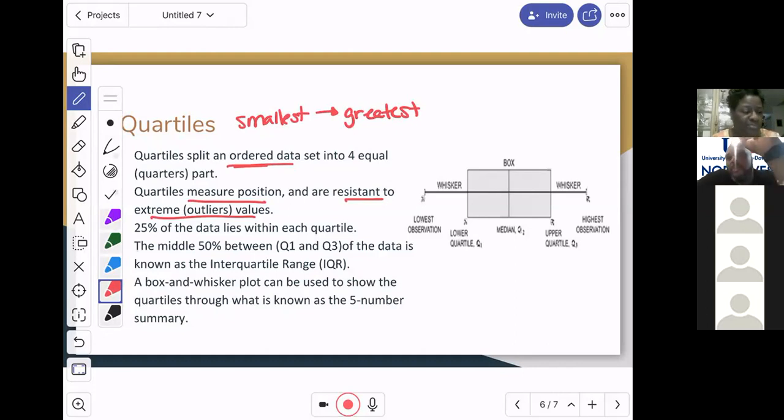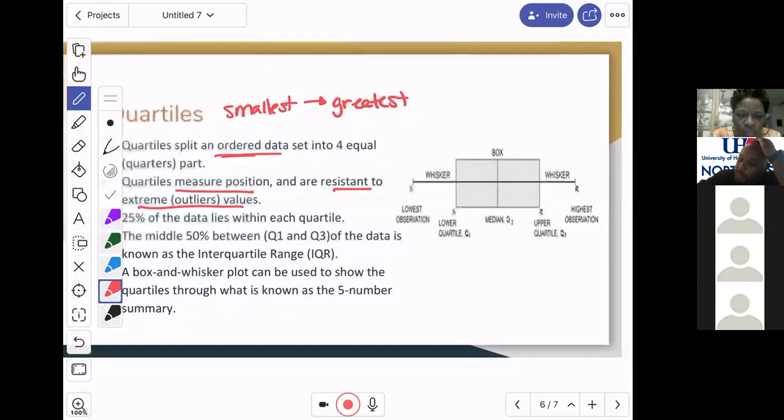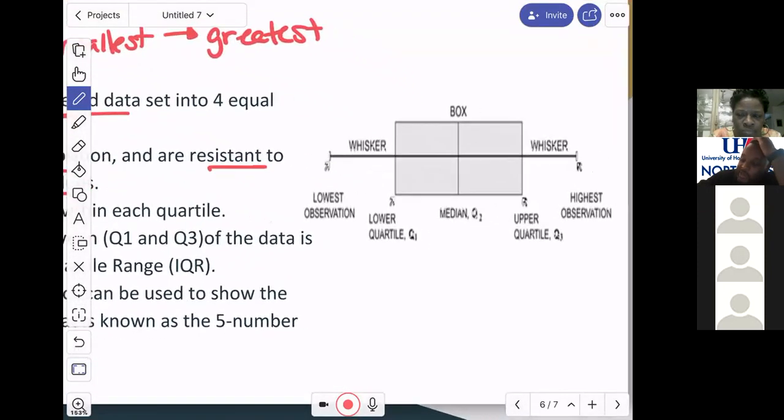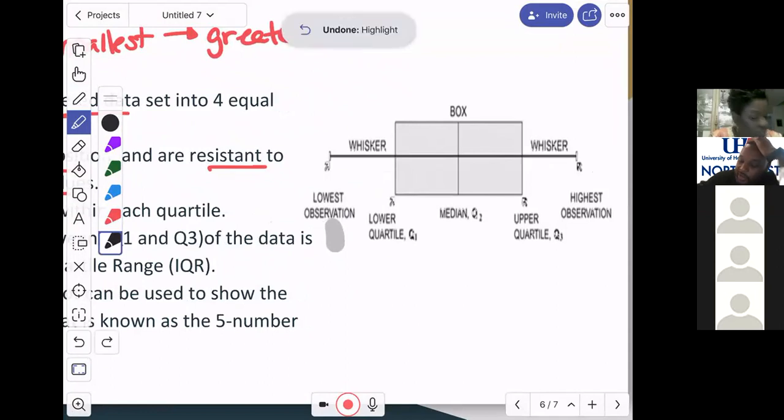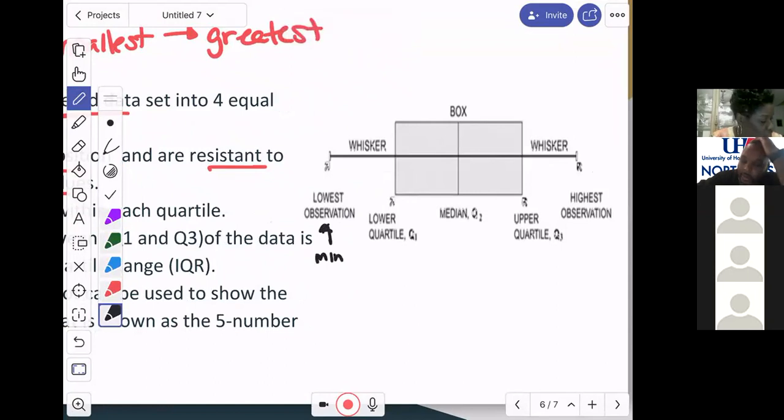So what position means is this: you're looking at 25% of the data lying within each quartile. And we make this graph known as a box and whisker. In this box and whisker, the lowest observation is called the minimum, or the min. And from the min to what we call our lower quartile, or Q1, is 25% of the data.